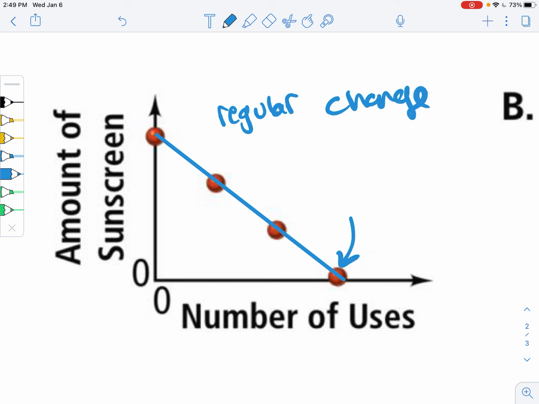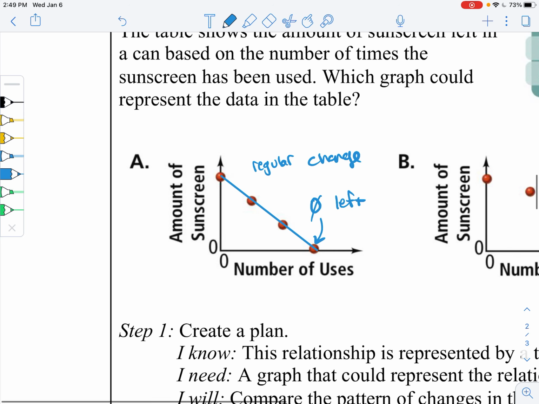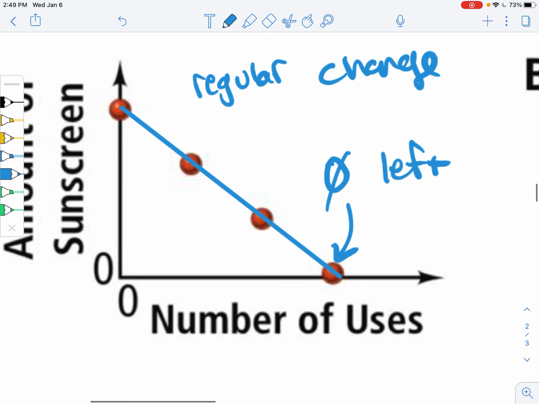And at the end, there is none left. It's all gone. It's empty. Okay, cool. Oh, and how many uses are shown? It's 1, 2, 3 uses.